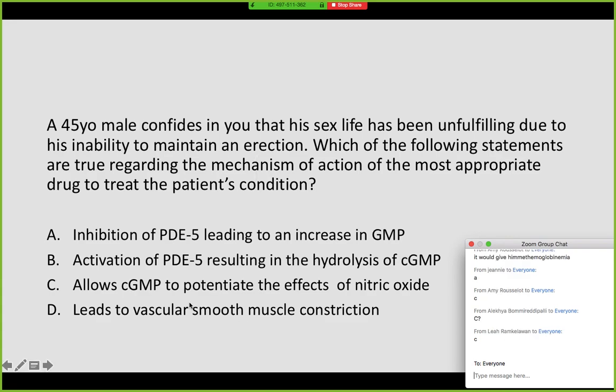Right, yeah. So the correct answer is C. It allows the cyclic GMP to potentiate the effects of nitric oxide. The only reason that A is not correct is because you're not getting an increase in GMP; the cyclic GMP is just not being broken down. So the cyclic GMP sticks around and potentiates the effects of nitric oxide.